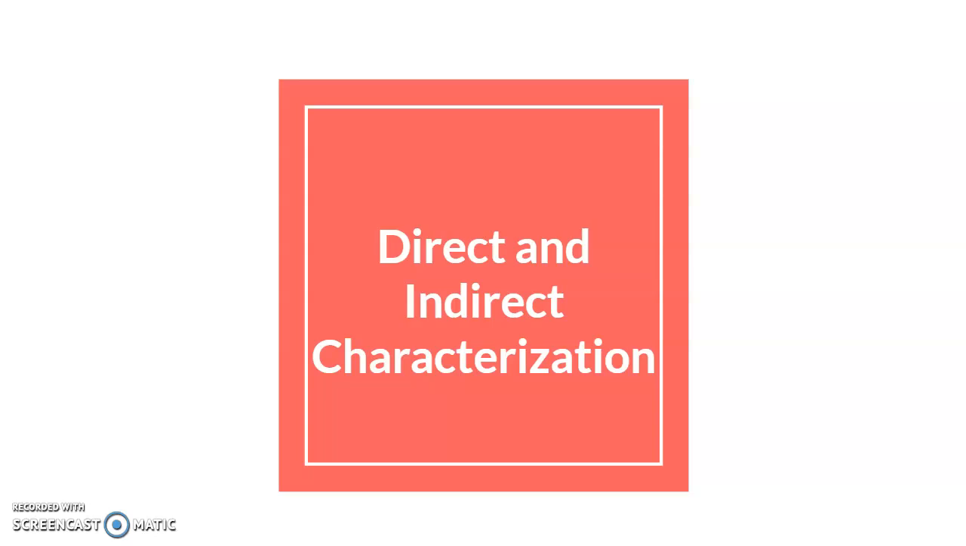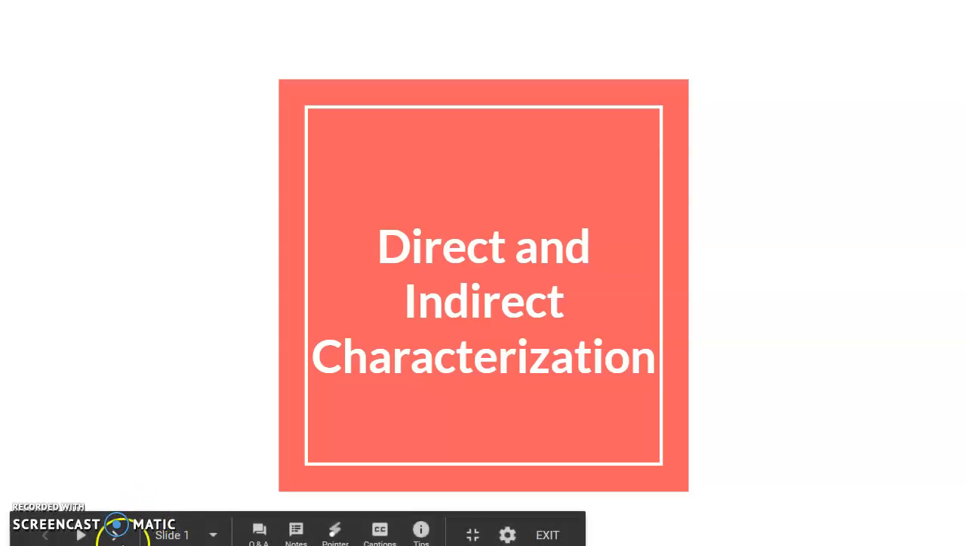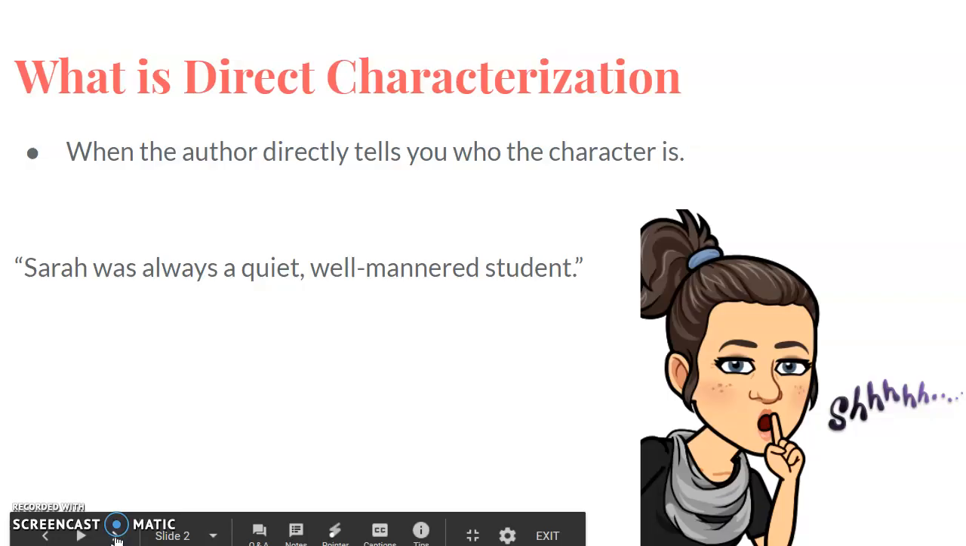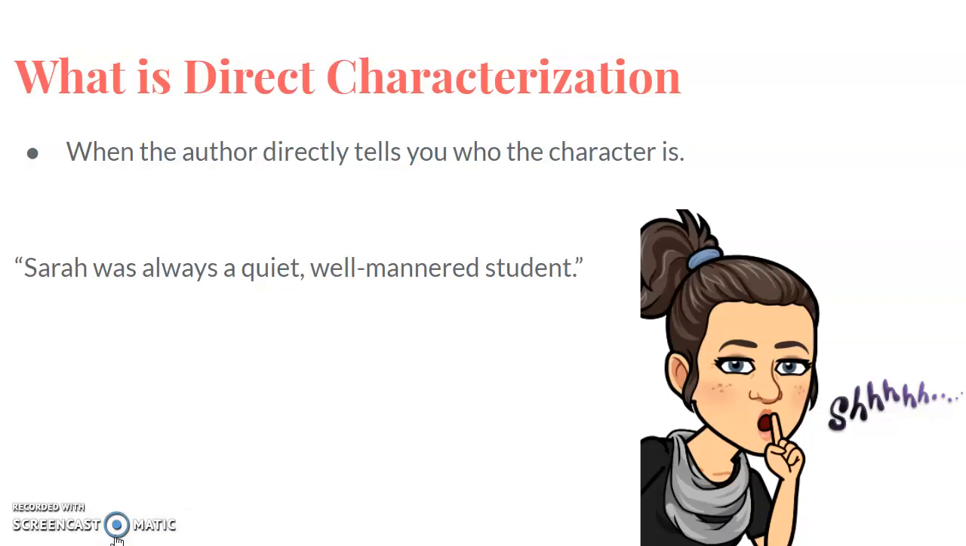Okay, let's look really quickly at direct and indirect characterization. This is going to be looking at two different ways that you can learn about any character that's in a story. The first way we're going to look at is direct characterization. Direct characterization is when the author directly tells you who the character is. So they're not going to make you guess at all. They're going to tell you what they want you to think about them.